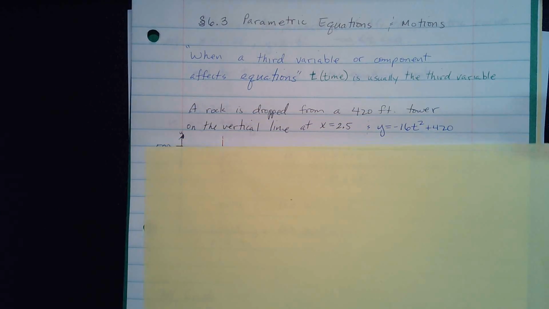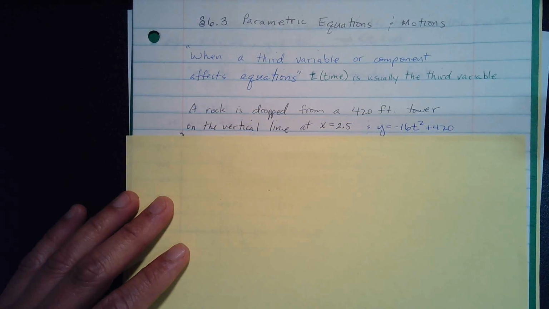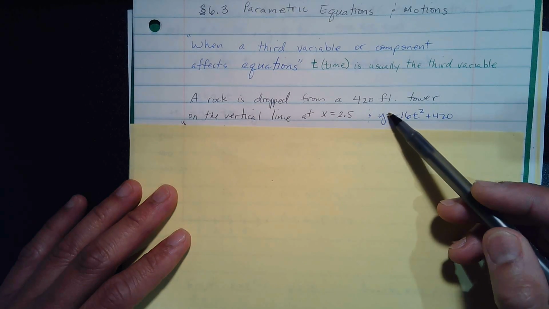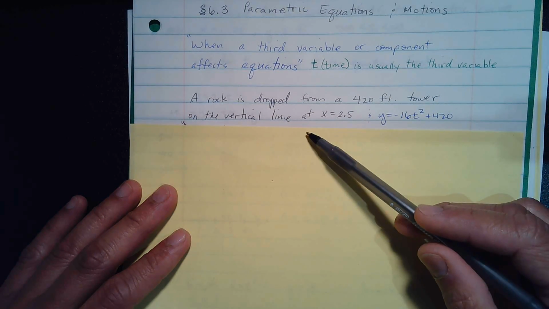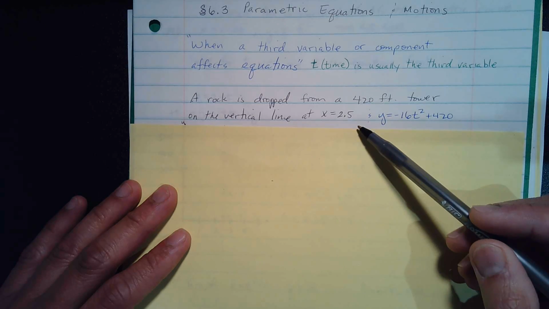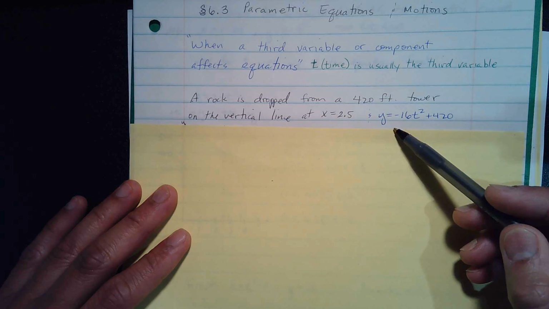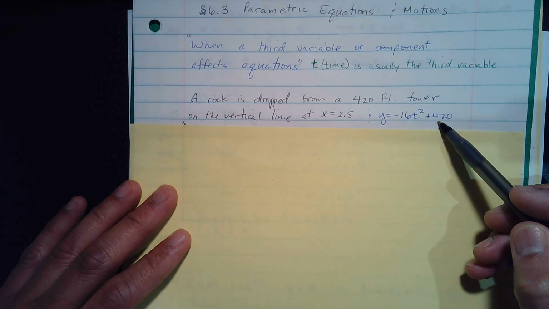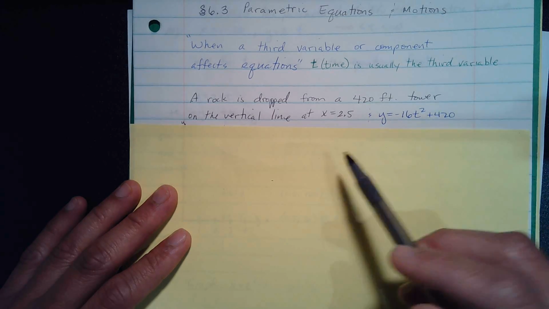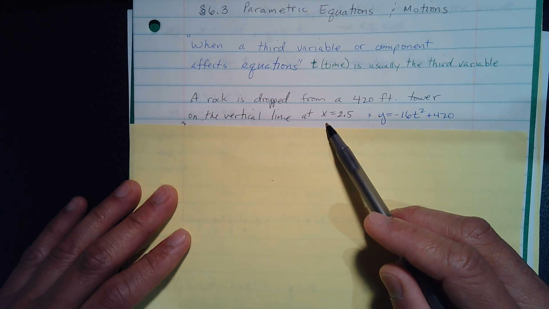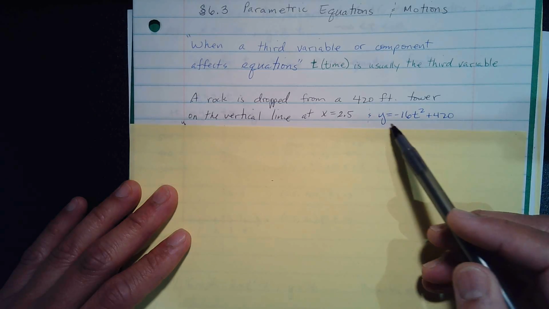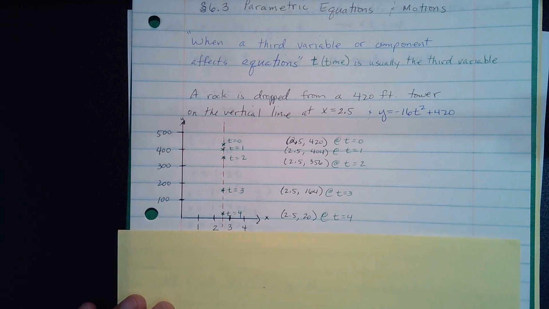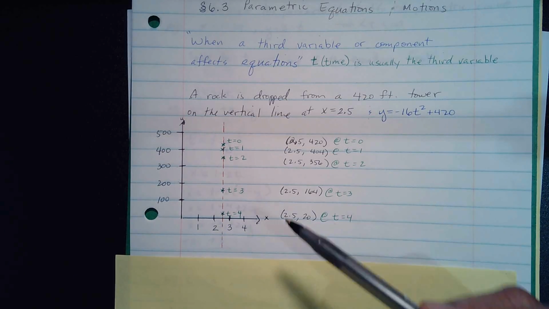So here's an example of a parametric situation. A rock is dropped from a 420-foot tower on the vertical line at x equals 2.5 with the equation y equals negative 16t squared plus 420. So now you could see three variables, three components, x, y, and t. So here is the description of this word problem.